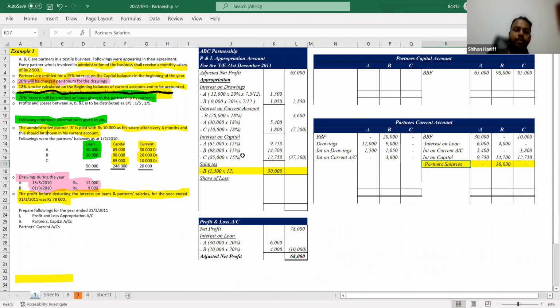Then in additional information, they have mentioned after every 4 months, he gets 10,000. So after every 4 months means 4 months, 4 months, 4 months. 3 times he will get the salary. Total of 30,000 as salaries. That will be credited to cash account and debited to the current account. Salary is paid. Cash 30,000.